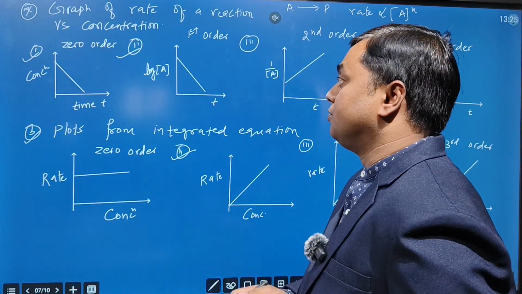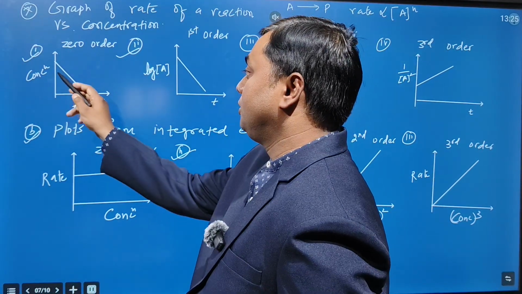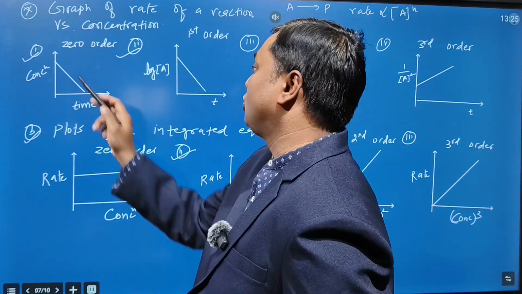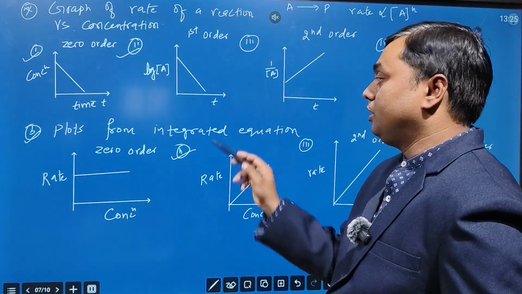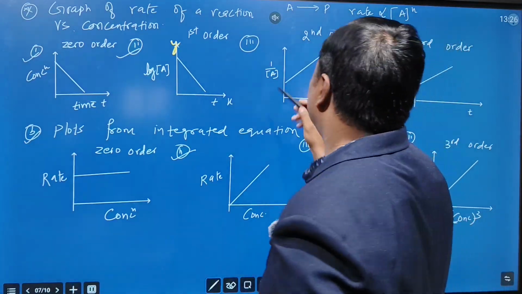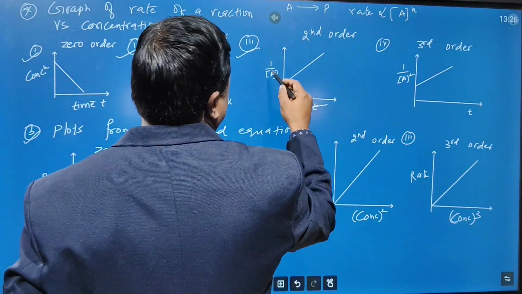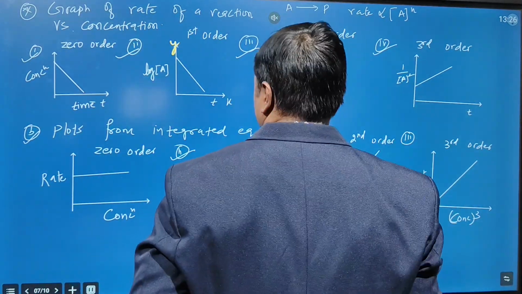Here we talk about the graph. For zero order reaction, concentration versus time, this is the graph. Log of A versus time for first order reaction, this is the graph. This x-axis is time, and y-axis is log of A. For second order reaction, this is the graph, time versus 1 by A. Here time versus 1 by A square for third order reaction.